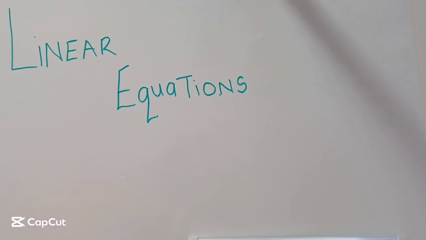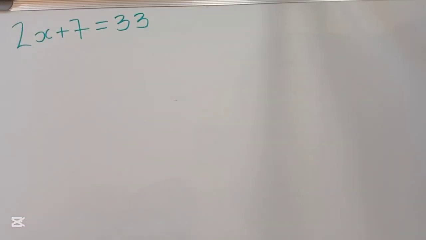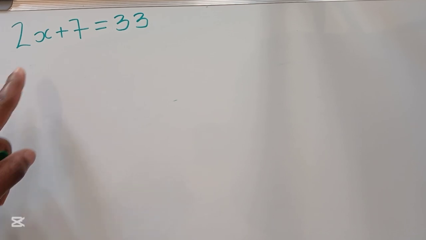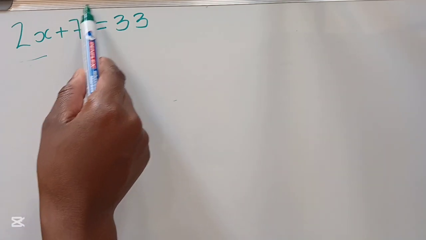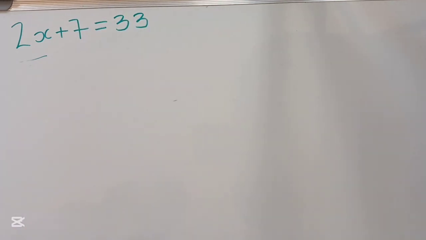Today, we will be looking at linear equations. In this first example, we want to find the value of x in this equation. So the first thing you need to do is isolate the x, okay? So we're going to move 7 on the other side of the equal sign.